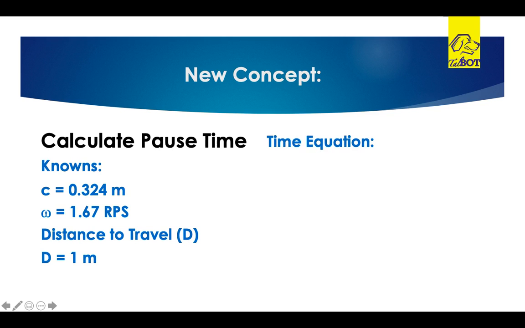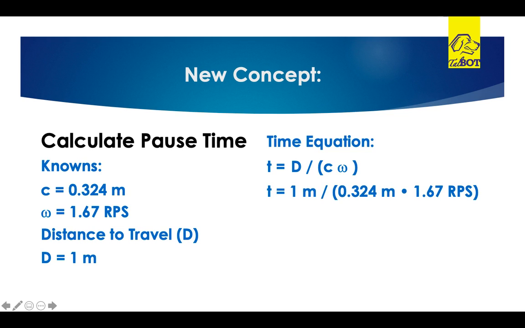You're going to have to take my word for it, but this is the actual equation for time. There's a way to develop it, but I don't think it's worth it. So just take my word for it. It's going to be D, which in this case is 1 meter, divided by the multiplication of our circumference and our angular velocity. So C times omega.